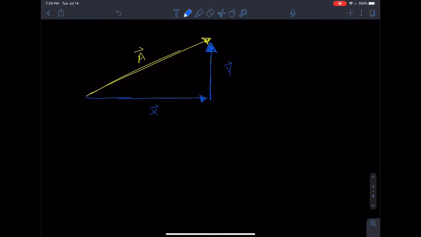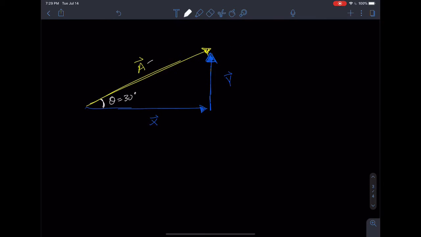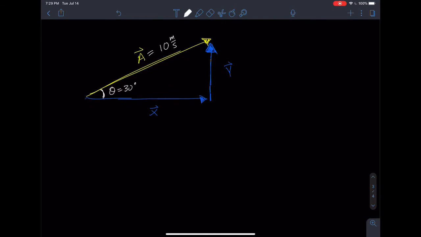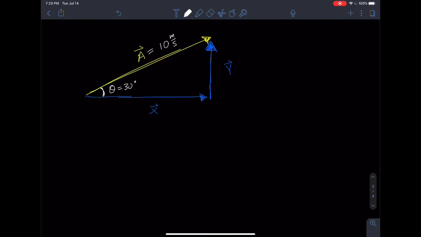So let's say we have this angle. This is the symbol theta. So let's say, given that this angle is equal to 30 degrees, and the magnitude of vector A is equal to 10 meters per second. Is that all we're going to need? Yeah, that's all we're going to need right now.